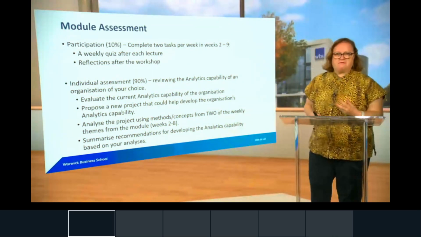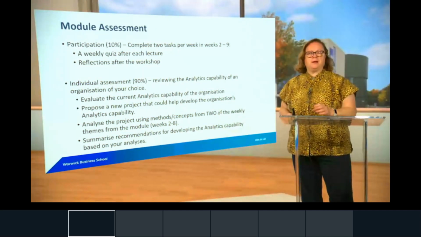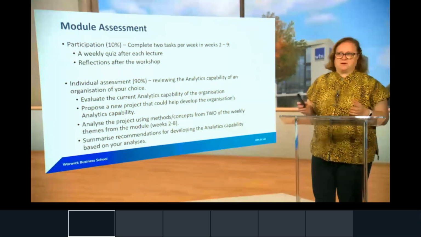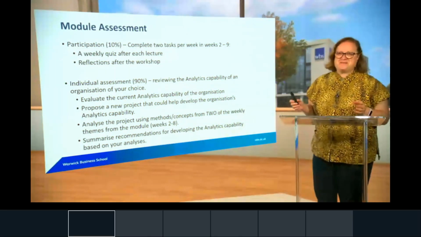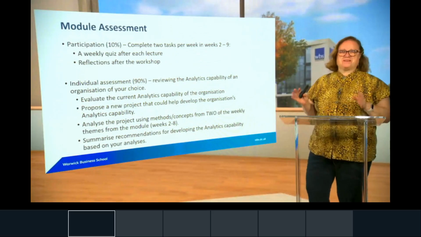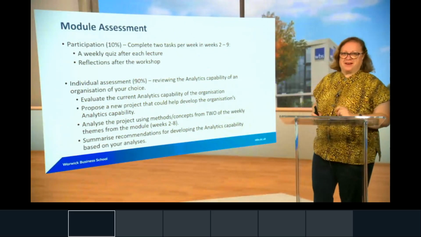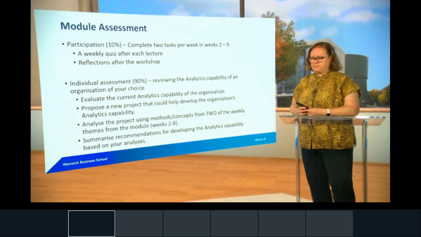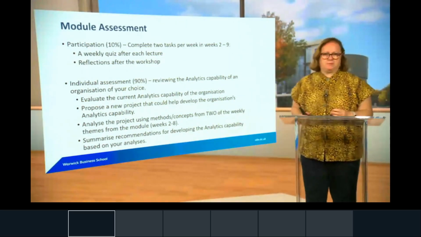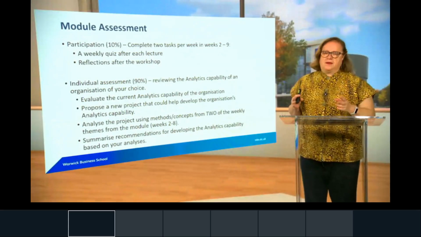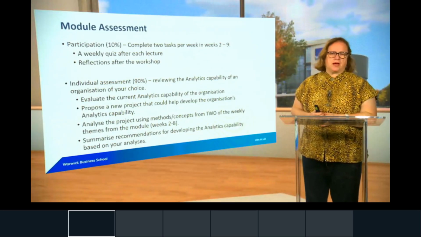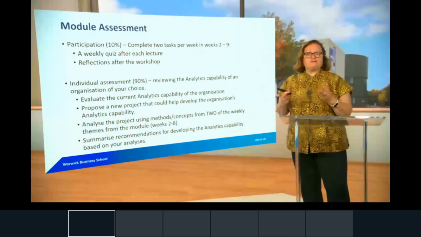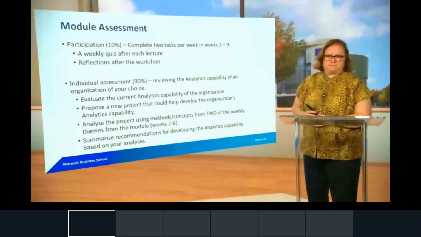You then have to evaluate the analytics capability of that organisation, and that's what this week's session is about. So if that sent you into a fit of panic, don't, because all will become clear by the time you've done your workshop what we mean by assessing an analytics capability. Once you've assessed that analytics capability, you then need to propose an analytics project that could be used to improve that analytics capability. So you need to dream up a project, okay?